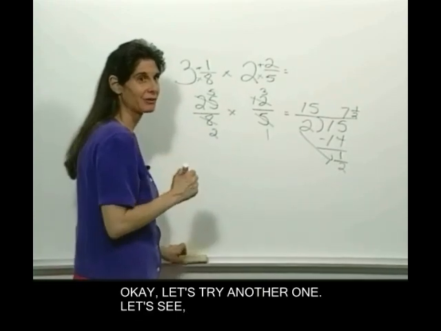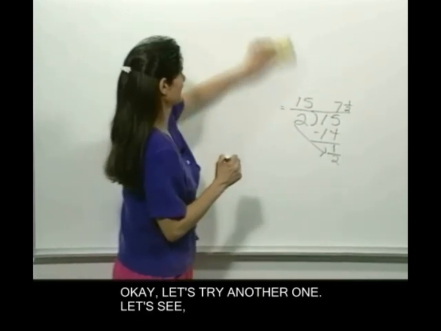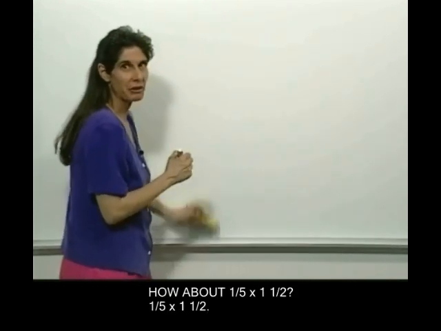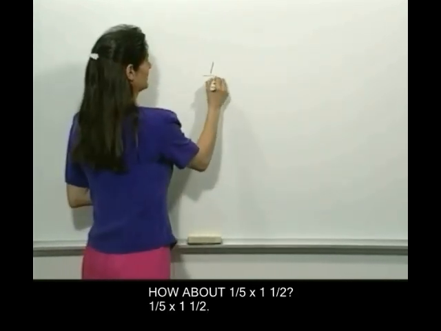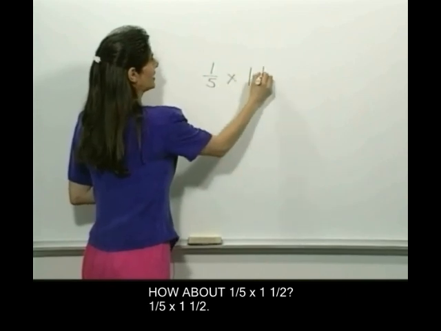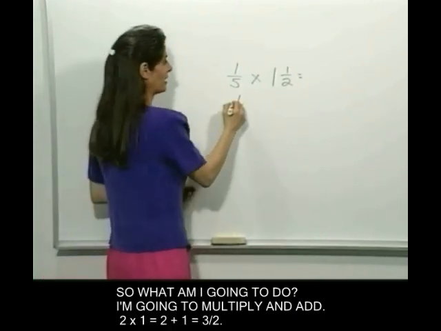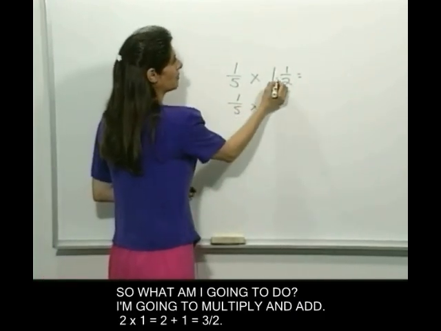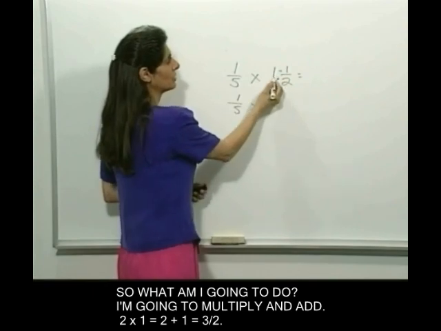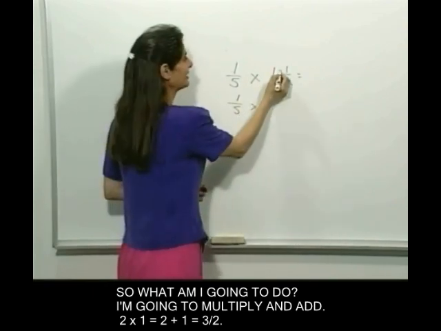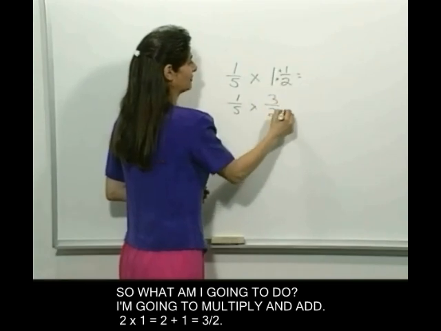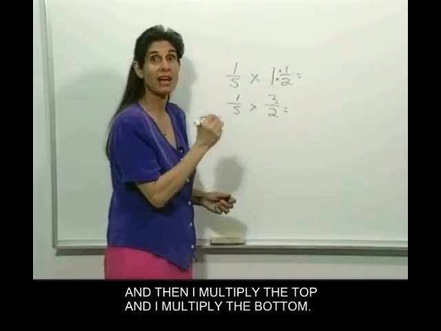Okay, let's try another one. Let's see, how about 1/5 times 1 1/2? 1/5 times 1 1/2. So what am I going to do? I'm going to multiply and add. 2 times 1 is 2, plus 1 is 3/2.